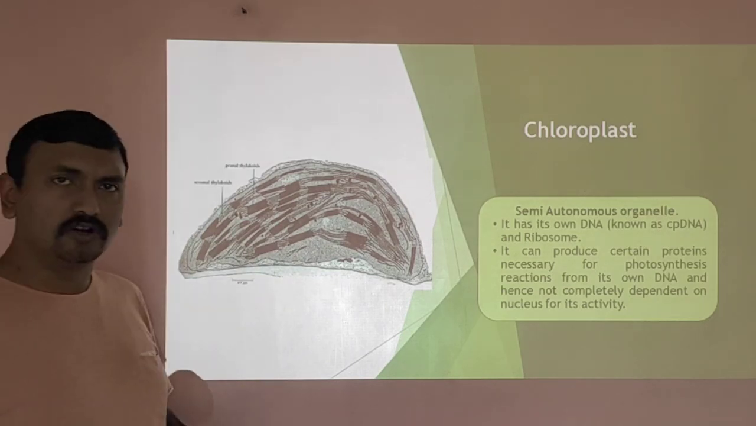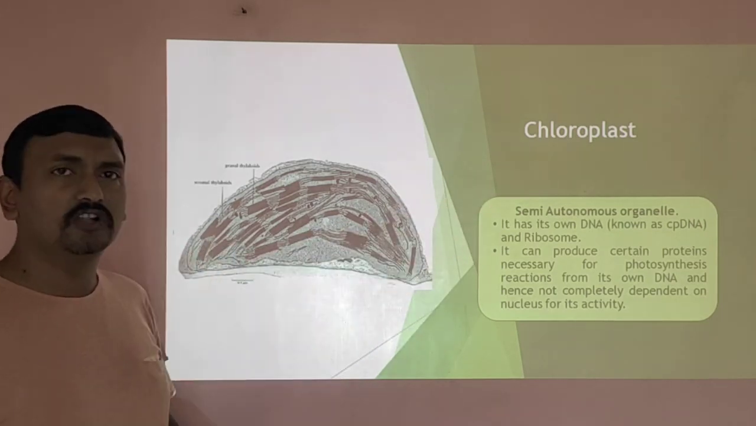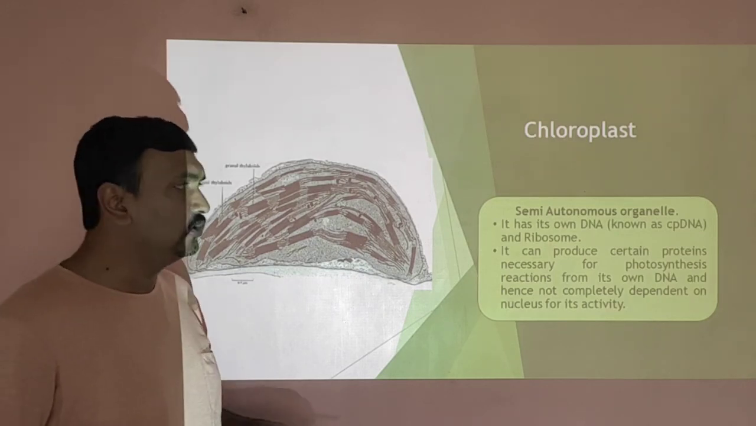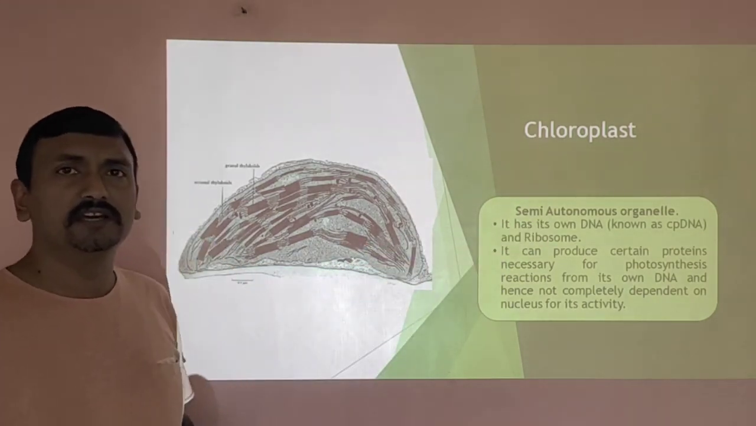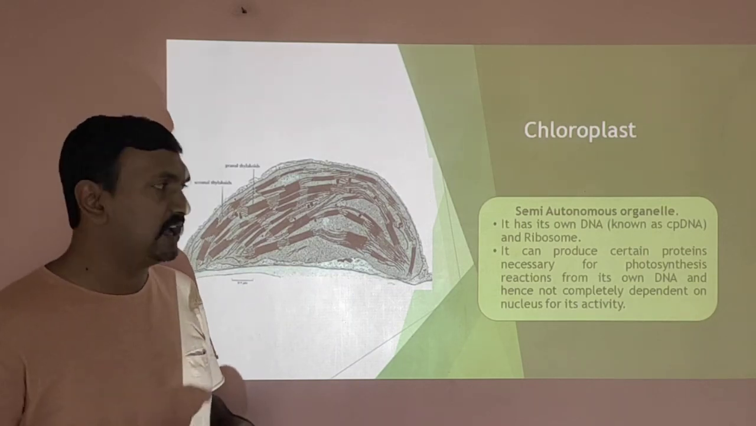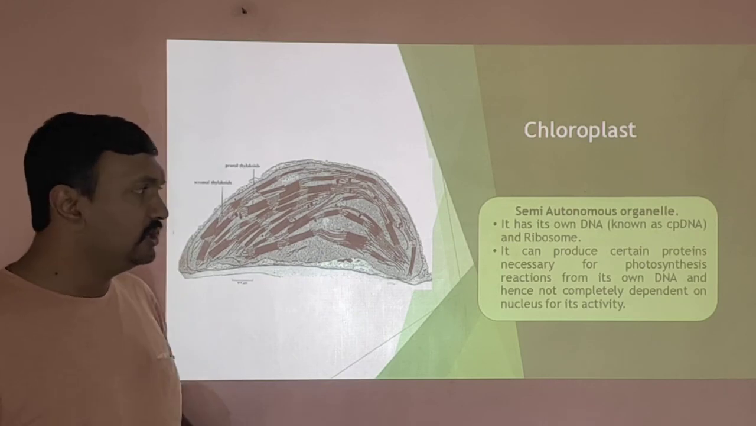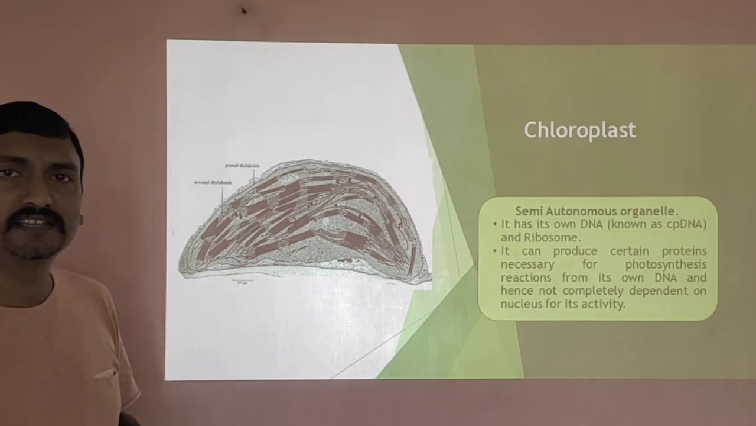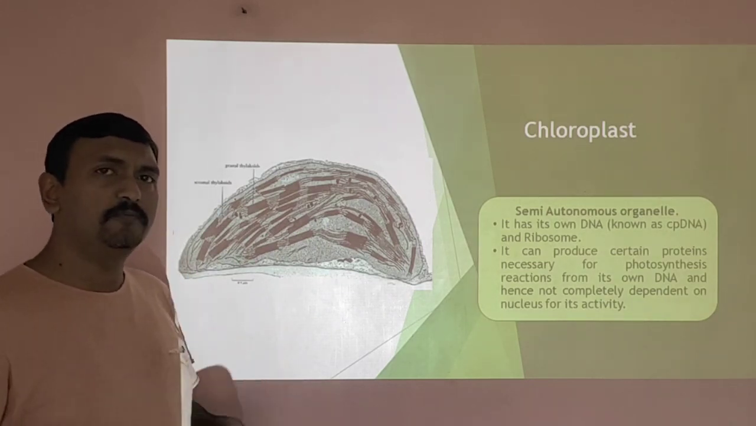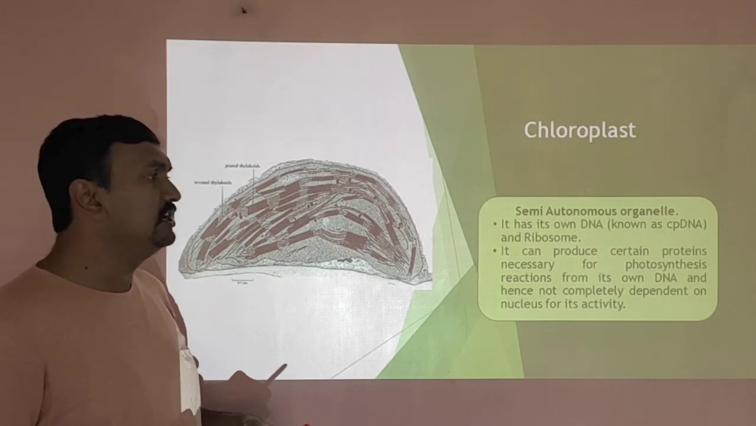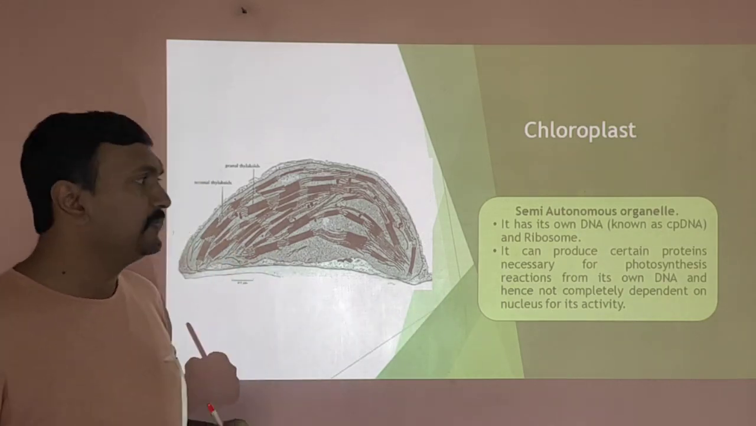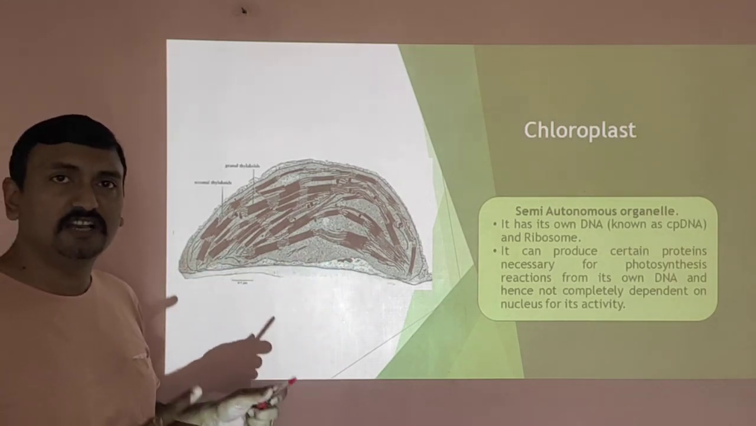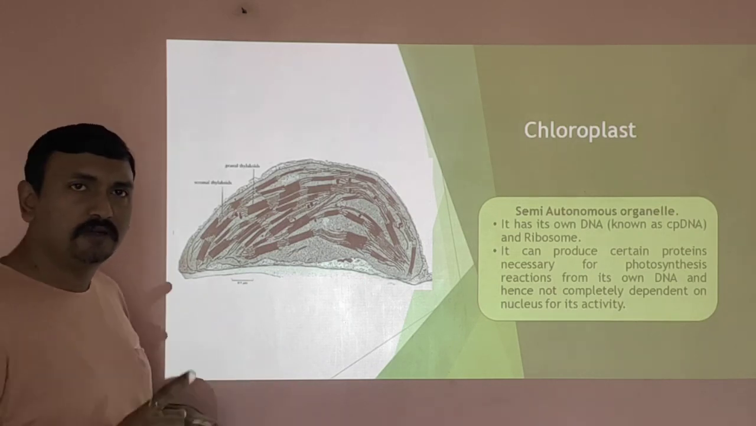Very much similar to mitochondria, chloroplast is also called a semi-autonomous organelle. Why? Because here also they have their own DNA. Here we call it cpDNA or chloroplast DNA, and ribosomes, using which they can synthesize some of the proteins necessary for photosynthesis. For the others they depend upon the nucleus. Therefore, just like mitochondria, they are semi-autonomous organelles. That's a special feature of both mitochondria and chloroplast. Remember, it comes in the exam.